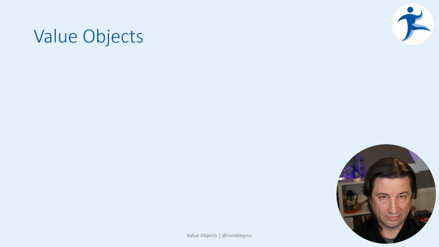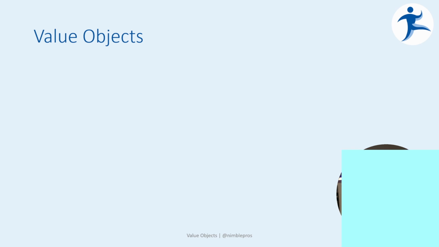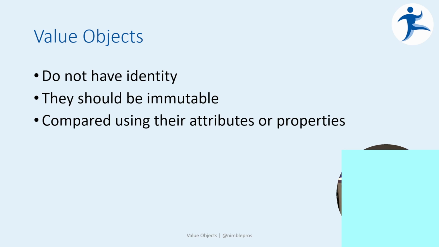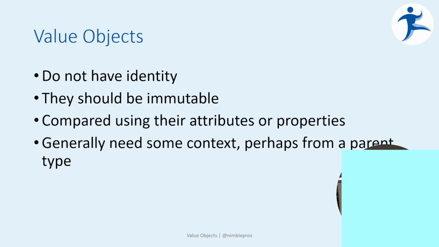And I'm going to start the audio that I already did before, so it's the same audio. Value objects are a design pattern that you can use, and they have a few characteristics. For instance, they don't have an identity. They generally should be created so that they are immutable and you can't change them. Once you have a value object, you can compare it to another one by using just its attributes or properties. However, because they don't have an identity, they don't really have any context.